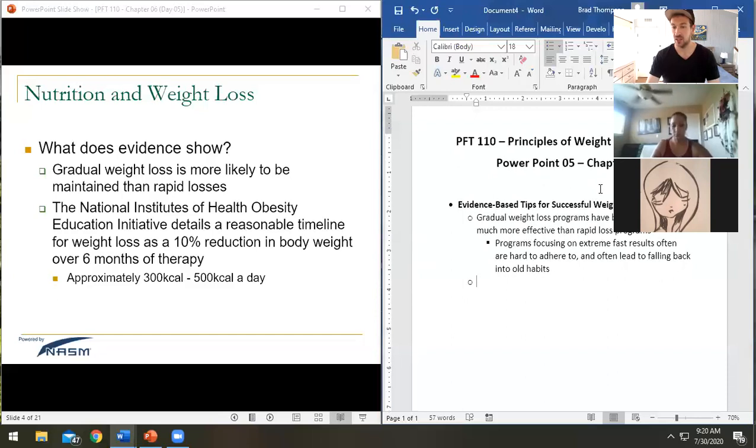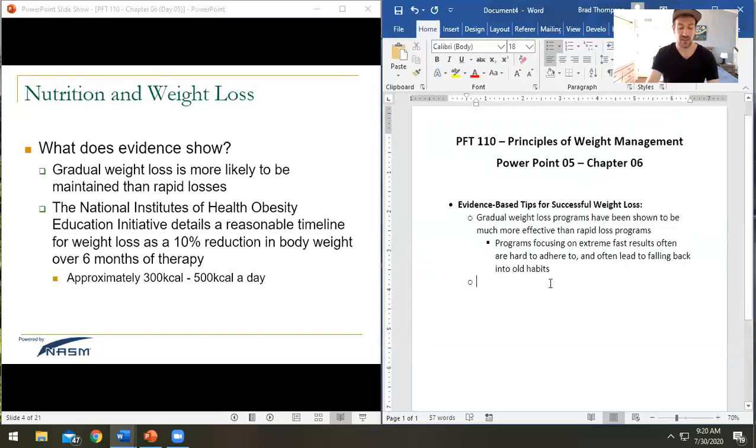All right, so gradual weight loss. So the NIH, that's not right. I think it's just NIH. Brad, yes. Exhaustible.